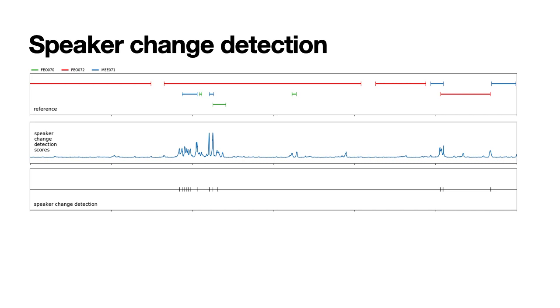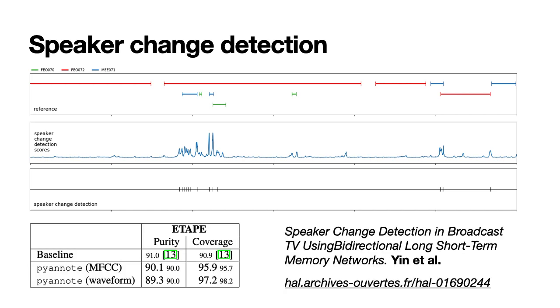Speaker change detection is the task of detecting speaker change points in a given audio stream or recording. It is addressed in pyannote.audio using the same sequence labeling principle as for speech activity detection, except ones now stand for speaker changes, and zeros mean there is no speaker change. More details about the approach can be found in the paper referenced here.